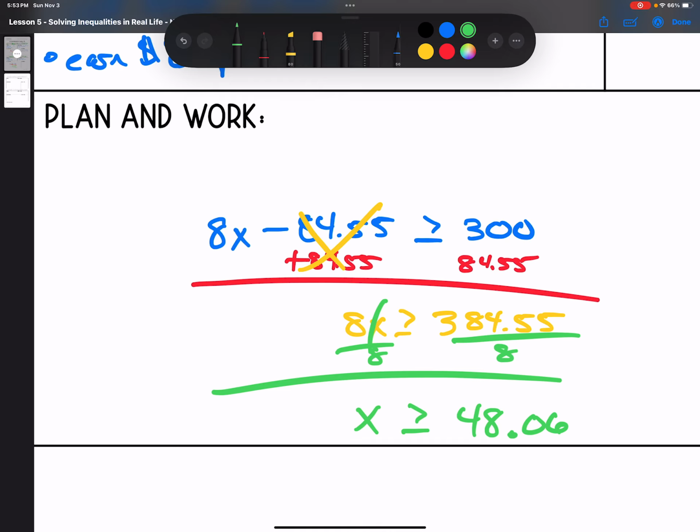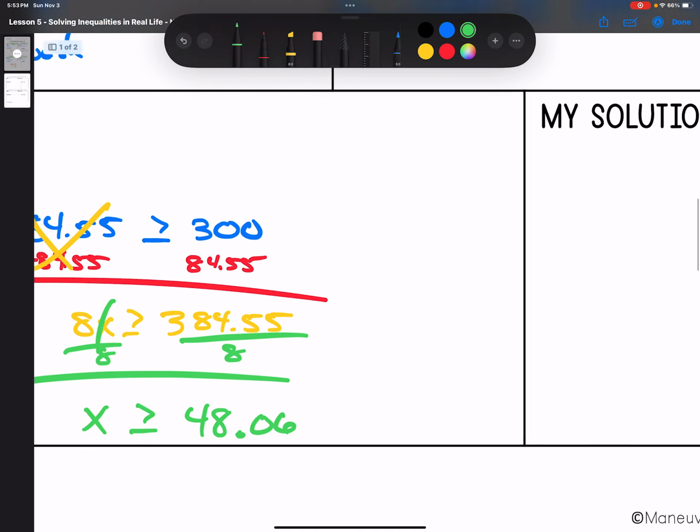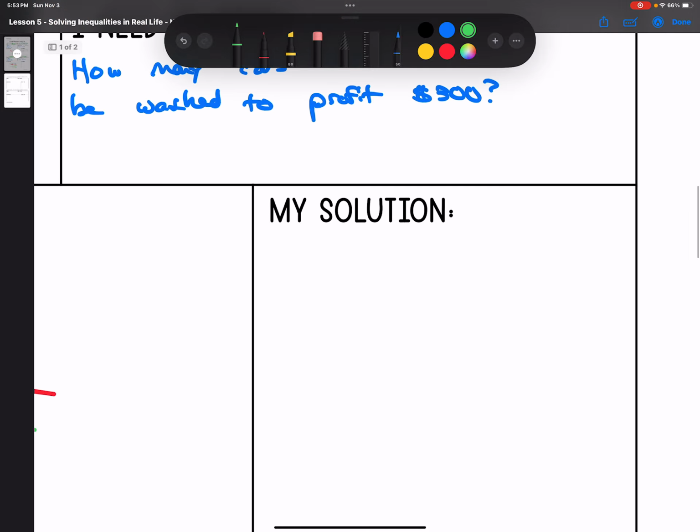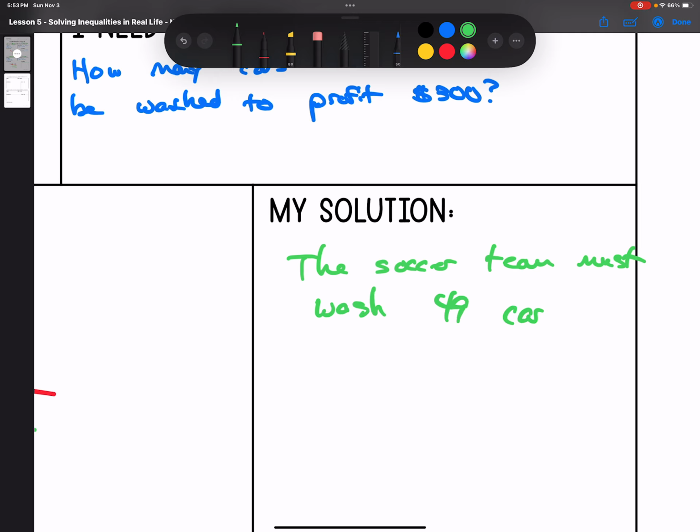So how many cars do they need to wash? Well, 48 ain't going to cut it because it's over 48. How many cars do they need to be washed? The soccer team must wash 49 cars or more. They can always wash more if they want to.